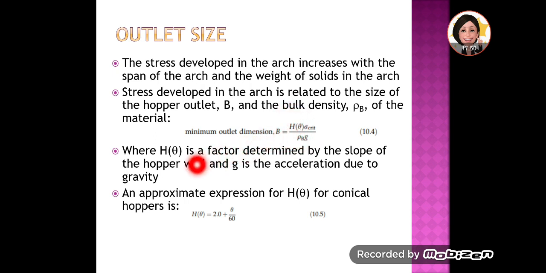So what is h theta? H theta is the factor determined by the slope of the hopper wall. So the slope that we determine, because it's conical in shape, right? So there will be a slope angle. So that is h theta. And h theta can be estimated using this equation. So this is particularly for conical hoppers.